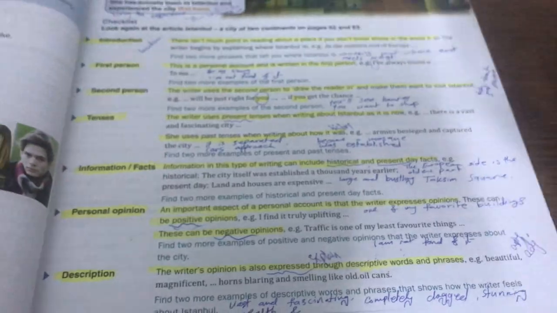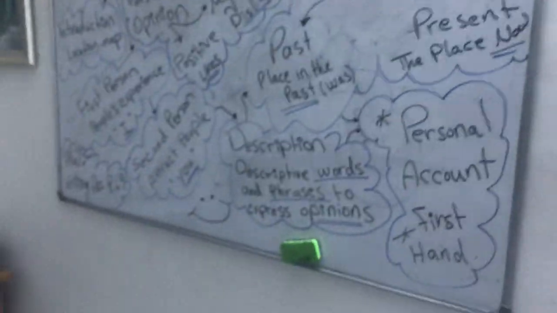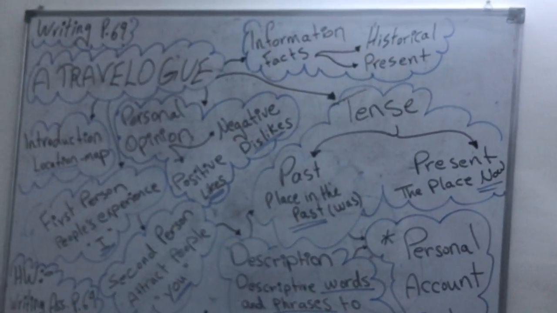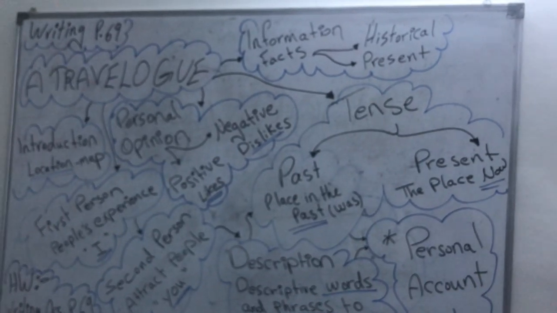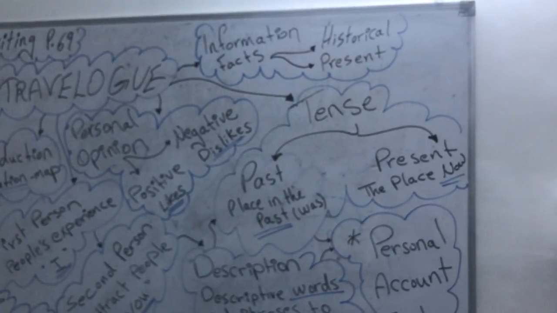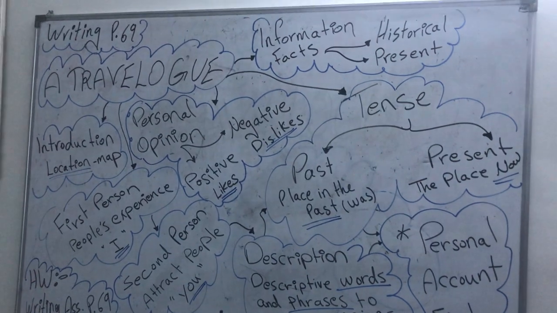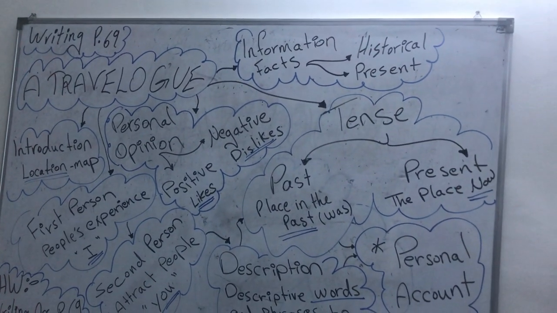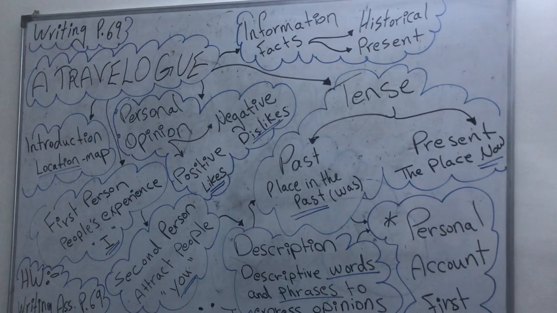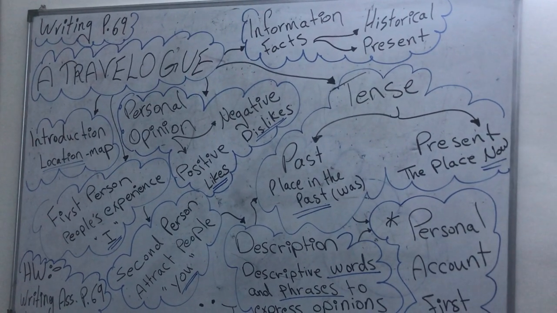let's go and have a summary regarding this lesson. So let's all look at the board and let me, okay, explain what's on it. So our lesson was about writing on page 69, and it is about writing a travelogue. Here, when I say writing a travelogue, there is a list that I should take into consideration in order to know how can I write my travelogue.